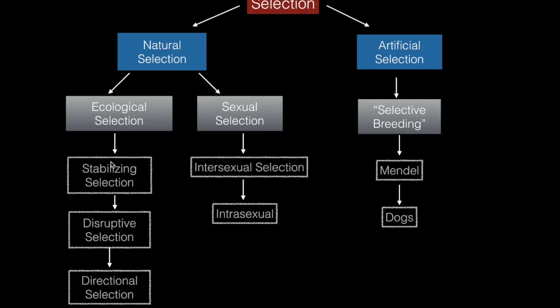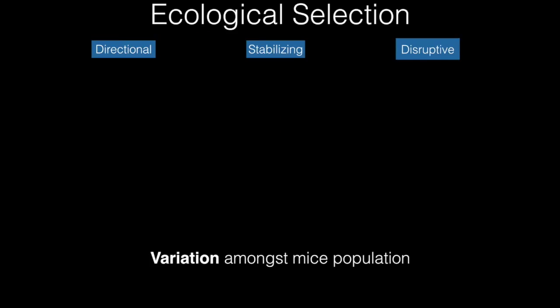Natural selection consists of ecological and sexual selection. Ecological can then be branched out into stabilizing, disruptive, and directional selection. And sexual selection can be branched out into inter and intra, which is a platform where females actually determine what offspring are going to be produced in the next generation. Artificial selection is selective breeding. I'll talk about Mendel and some dogs as quintessential examples of this fascinating concept.